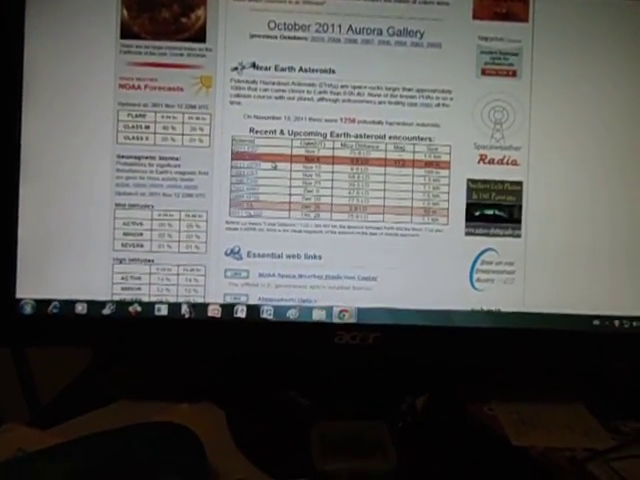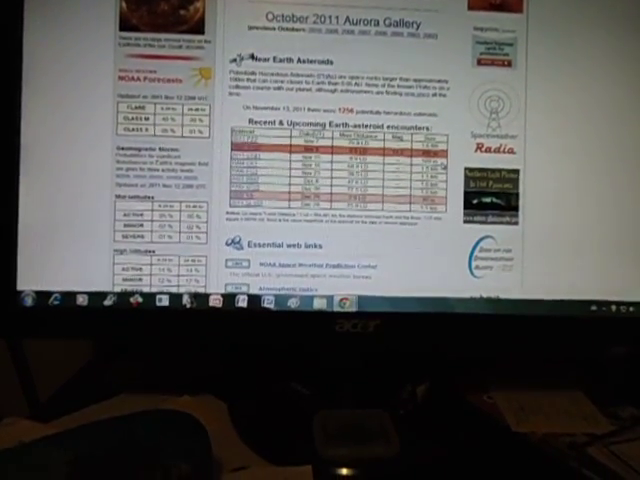It forecasts right now November 8th. We had the YU55. And we have another one coming on November 15th. 9.9 LD, 11. They don't tell you the mag. 109 meters. What? Miss distance. Oh, miss distance. Okay, so they highlight the ones that are coming close to Earth.